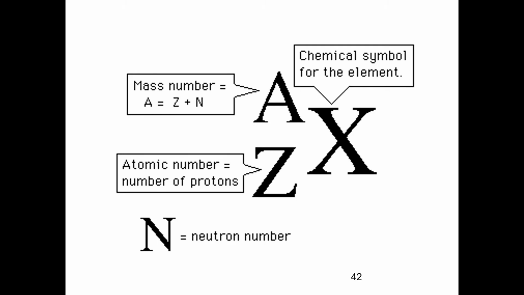One thing you'll need to do for your assignment is write isotope notation. So jot down this diagram. The capital X is the chemical symbol for the element. The lower number you'll find, which is represented by Z here, is the atomic number, or the number of protons. And the upper number is the mass number, or number of protons plus number of neutrons.